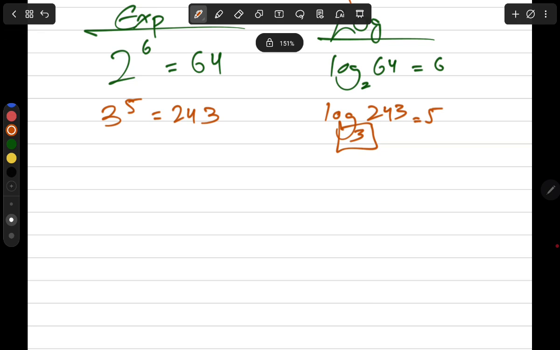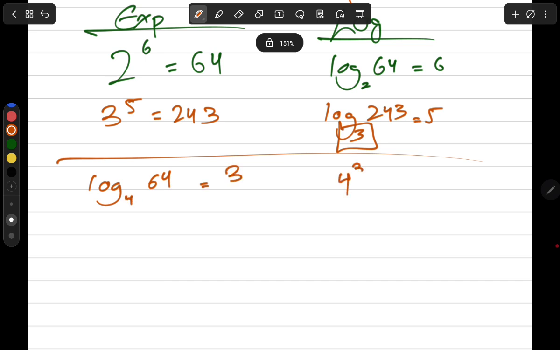Now, let's reverse it. What if I had given you log 64 to the base 4? Then you is equal to 3. Now you can rewrite it as 4 power 3 is equal to 64. What power must the base be raised to, which is this 3, in order to give us 64? So 4 should be raised to power 3 in order to give us the argument 64.